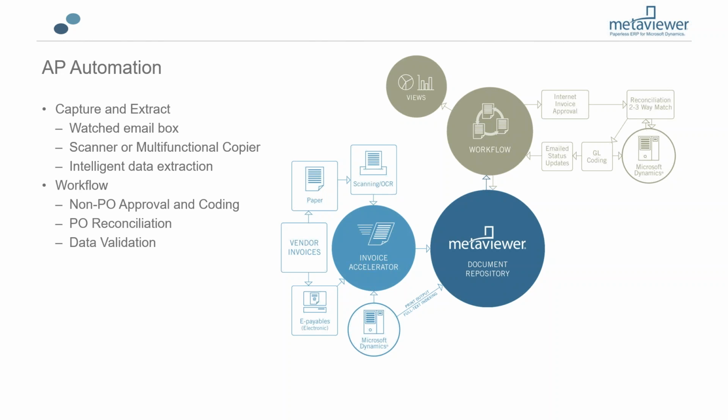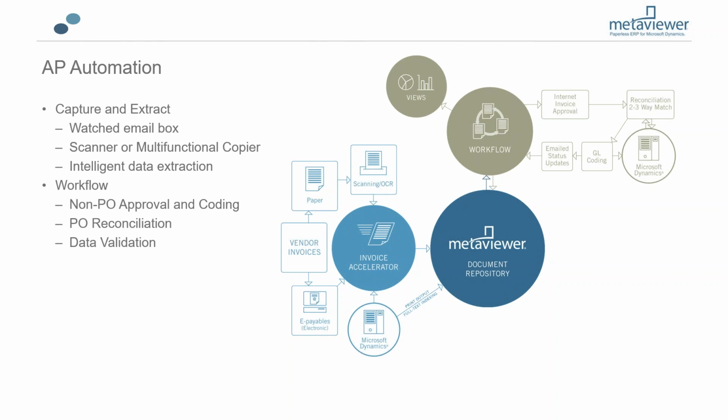So in that case, what we do is we take the purchase order number off of the invoice and then reconcile that against what's either been received or what's still open against that purchase order in Microsoft Dynamics. And then we push that transaction up to Microsoft Dynamics as well.